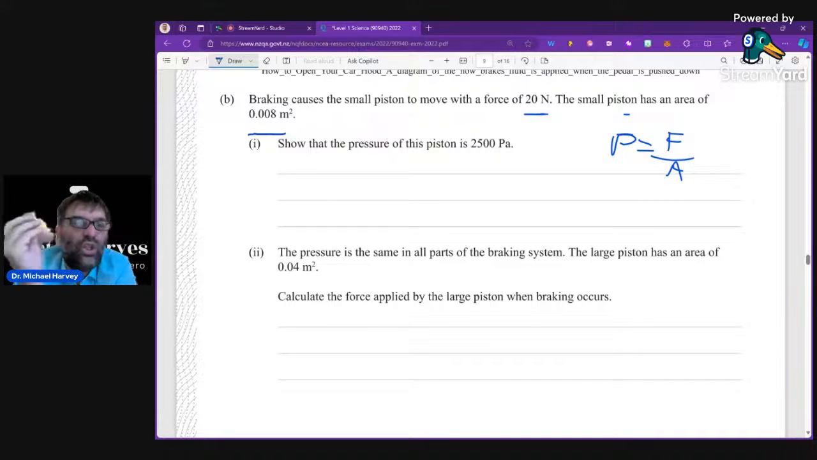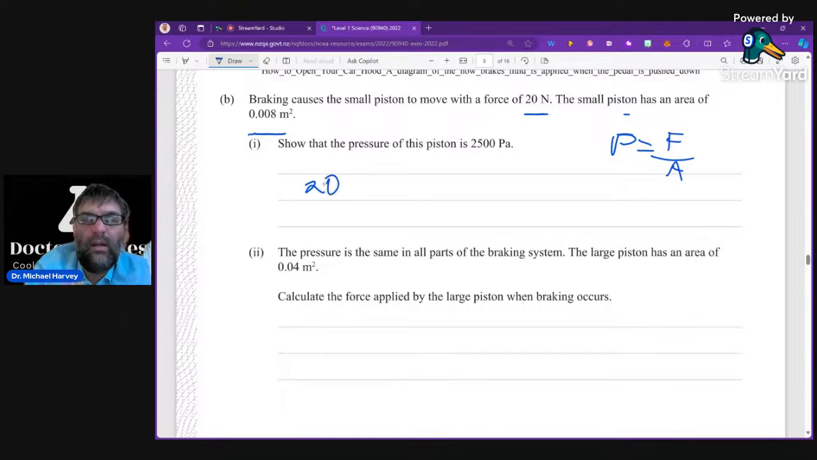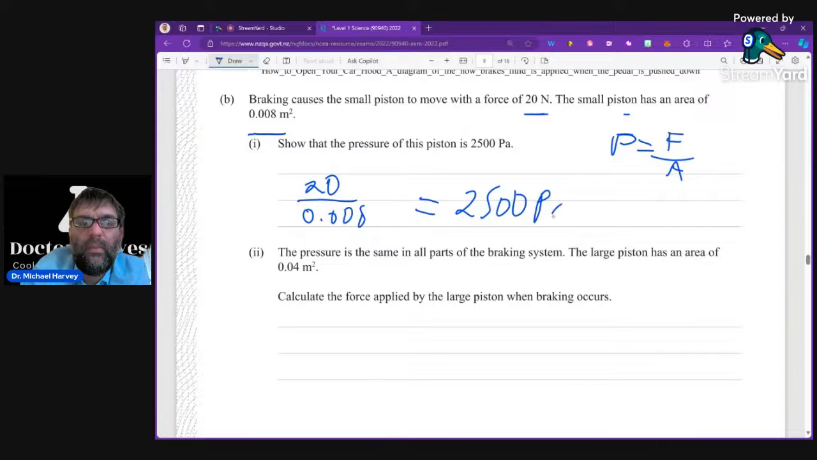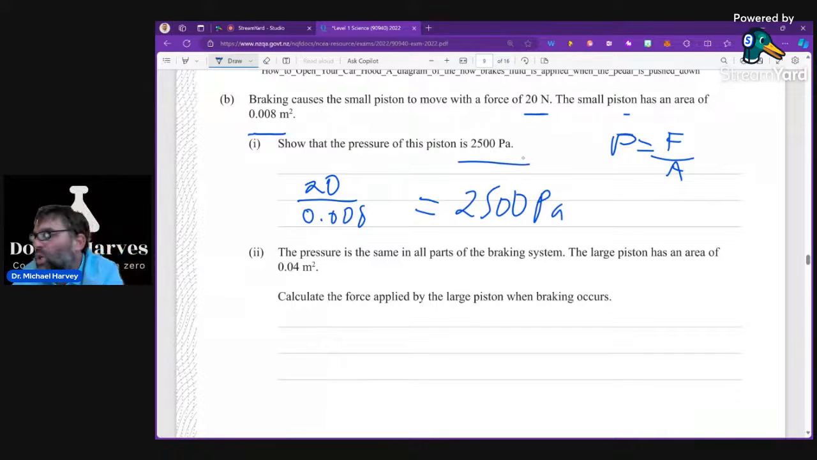Okay, so basically it's a show question. So it's pushing in the numbers. So the pressure basically is 20, so the force from the question is 20, and the area is 0.008, and that's going to be, if you do the calculation, 2,500 pascals, which is exactly what you're told is the correct answer.